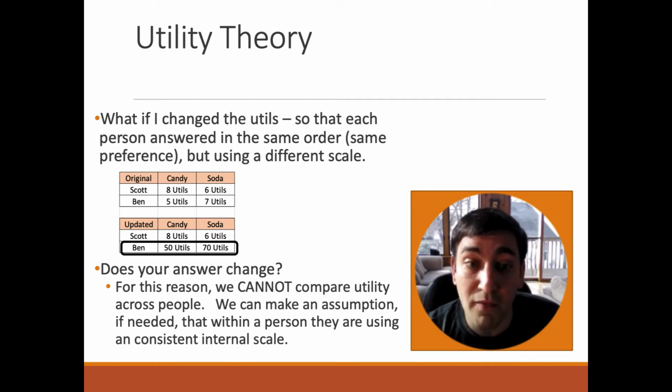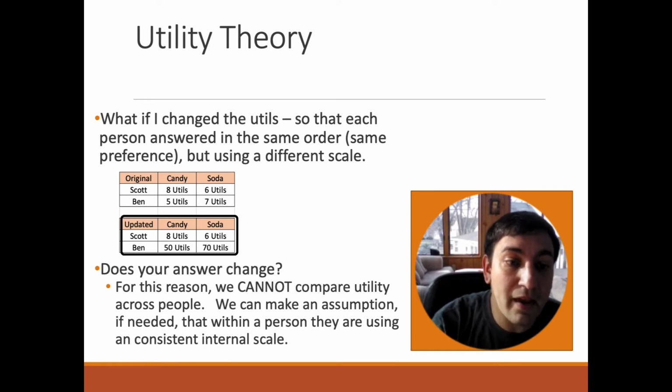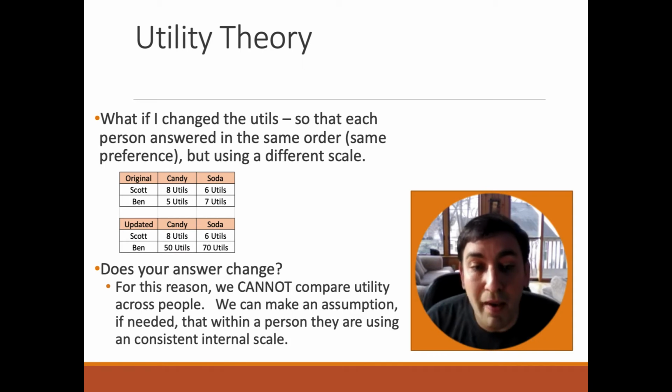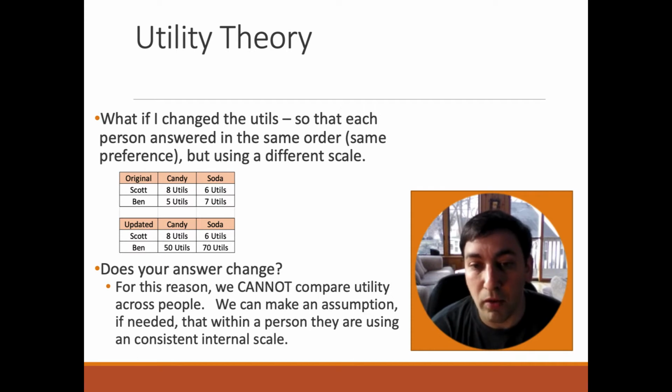Yes, he would still have preferred soda more than candy. So if now we were using these numbers, we would be tempted to say, oh, Ben is going to enjoy that candy bar almost 7 times as much, or 6 to 7 times as much as Scott. But those numbers are just made up. All they're doing is doing ranks. So because of that, we don't use utility to compare across people, because across people, those numbers are meaningless.